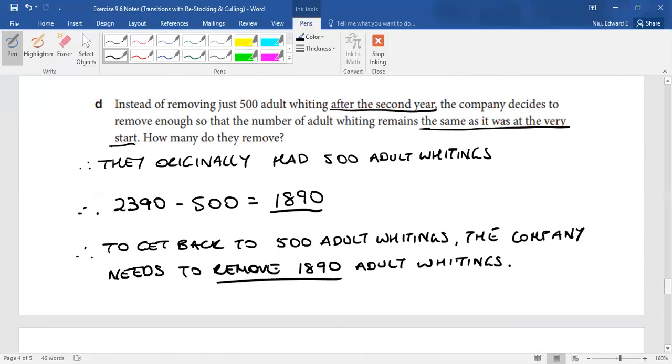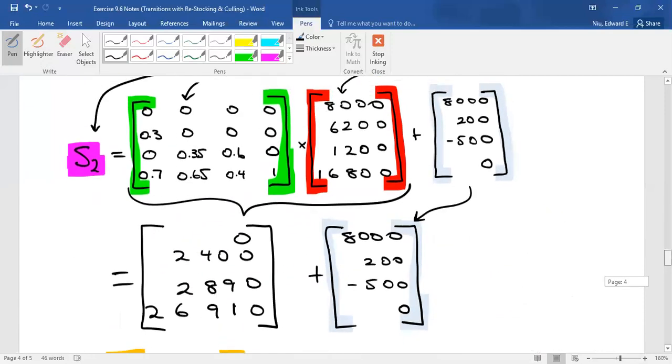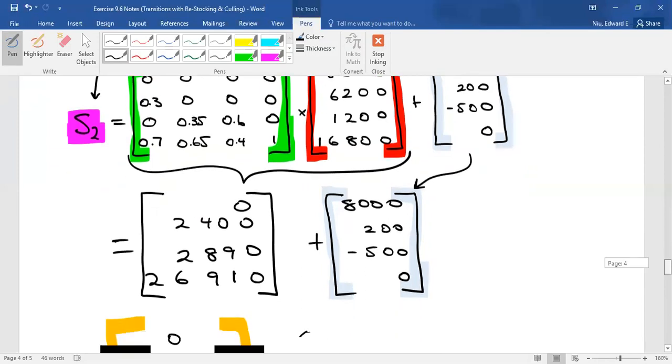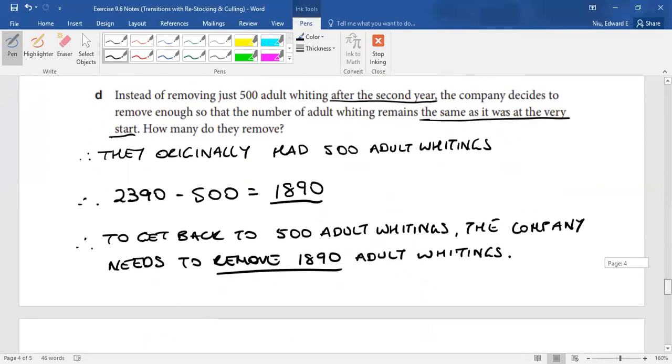If you said, back up here in our baby blue, the restaurant at the end of year, their plan was to cut or sell off 500 adult whitings to restaurants to eat. But after the second year, they're like, nah, we don't want to sell off 500 anymore. We want to sell back to what we had in the beginning. Who remembers what they had in the beginning? Don't read this. If you said they had 500 to start with, you are spot on.